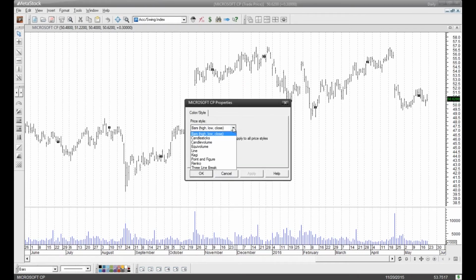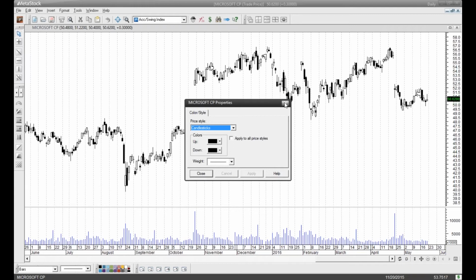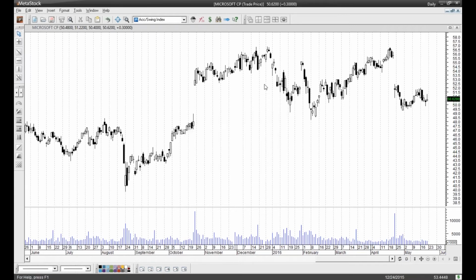A lot of you use candlesticks. Some of you want to use candle volume or line or Kagi, some rare forms of charting. We have Renko, 3-line break, point and figure. Let's stick with the real simple stuff here today. So if we're looking at candlesticks, let's go ahead and apply that. That's going to be my basic candle chart, which is typically what I look at.